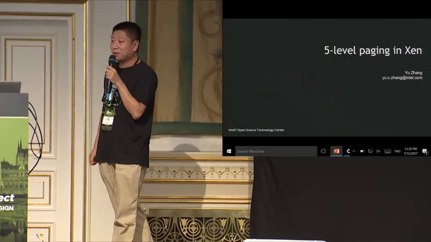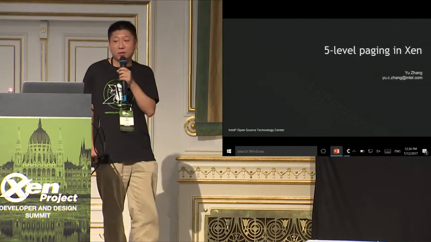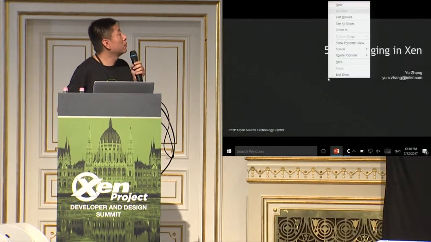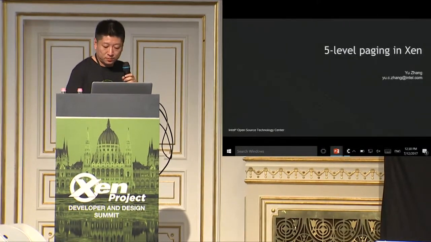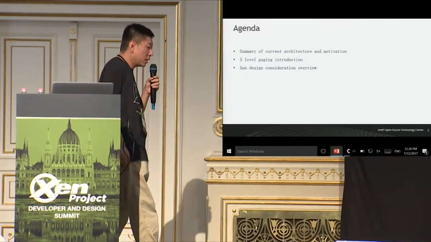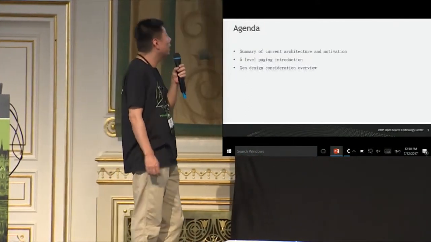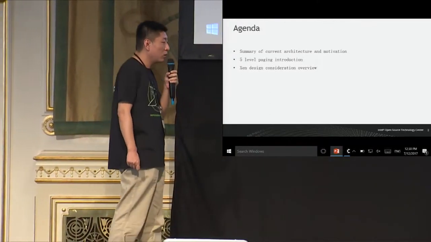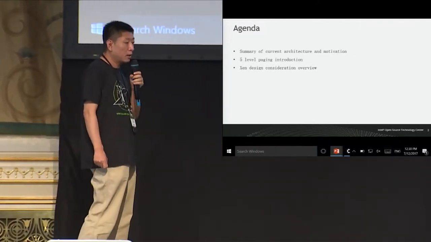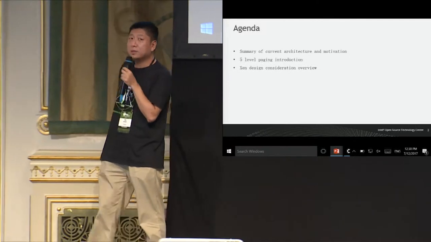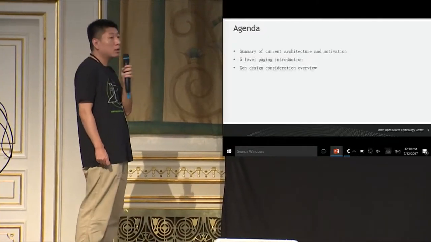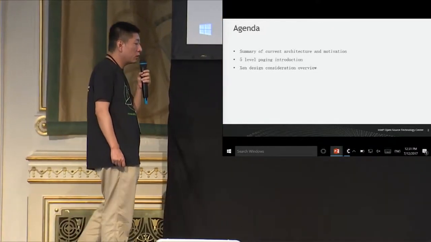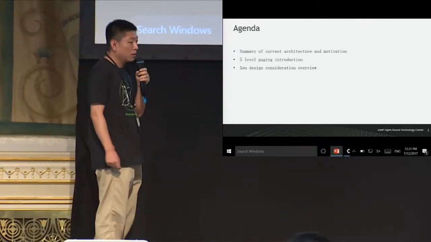And here I'd like to say something about the 5-level paging in Xen. So first, I'd like to give a summary of the current architecture of Intel x64, and I'd like to explain why we need 5-level paging, and also give a brief introduction of 5-level paging. After that, I'll give a brief overview of Xen design considerations of 5-level paging.